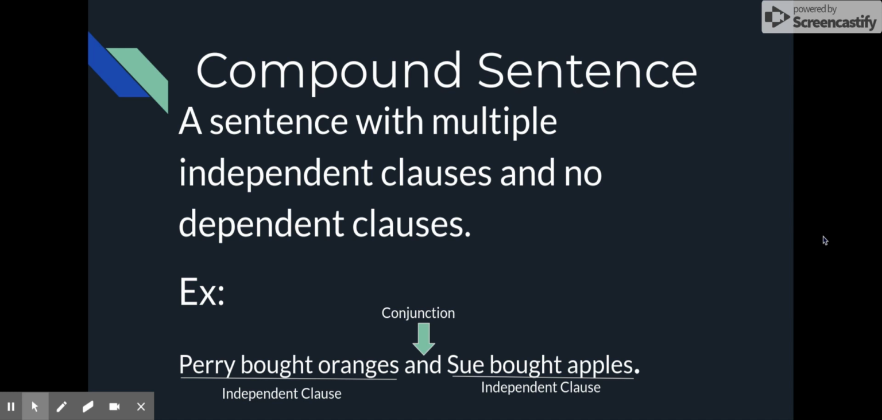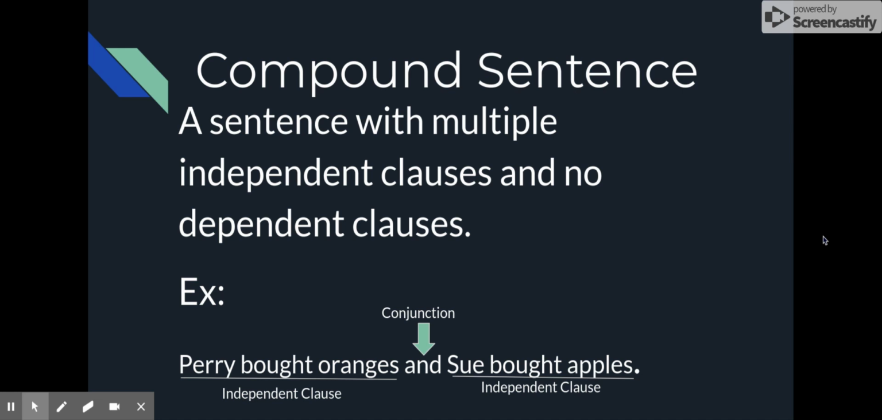Compound sentence is the next type of sentence, and it is a sentence with multiple independent clauses and no dependent clauses. Perry bought oranges. We have Perry as our subject, bought oranges as our predicate. Sue bought apples. Sue is our subject, bought apples is our predicate. That combined with a conjunction means that we have a compound sentence. We have two simple sentences combined with a conjunction.